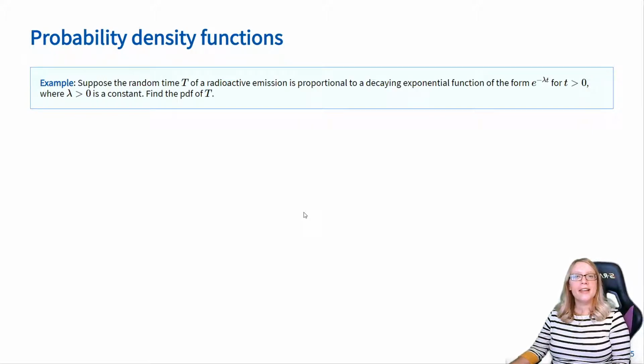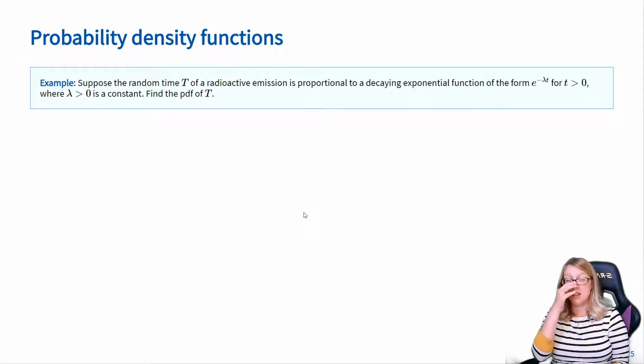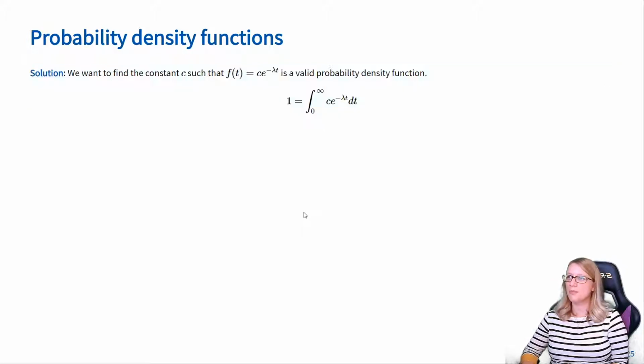Let's take a look at another example. Suppose that the random time t of a radioactive particle that's been emitted is proportional to a decaying exponential function of the form e raised to the negative lambda t. Since we're looking at our random variable t being a time random variable, it makes sense to restrict it to positive time points. Let's find the PDF of t.